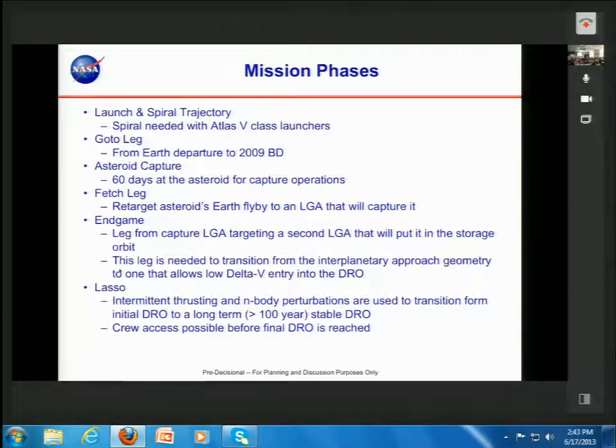with the mission phases. These are mission phases that are just used to kind of explain what's going on. These labels, they're nothing official, they're just useful for us to talk about it. So you have a launch and spiral trajectory phase. If you have an Atlas V, you have a spiral trajectory. If you have another rocket, you just have a launch phase or a launch and then lunar flyby phase. And then what we can simply call a go-to leg that goes from the Earth to the asteroid. And this, we have the engine pushing us pretty much all out.